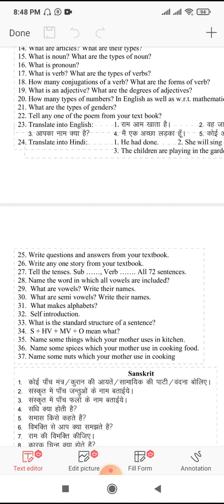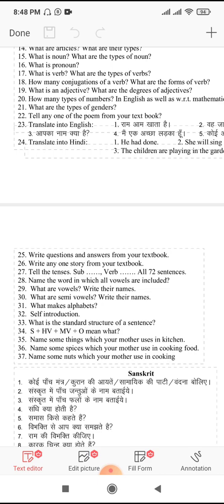Write questions and answers from your textbook. If you have the textbook, you have to write the answers and questions which we have given to you through the PDF files, through the WhatsApp groups. Write any one story from your textbook. आपको अपनी textbook में से story लिखना. Tell the tenses, subject, verb, and all 72 sentences.